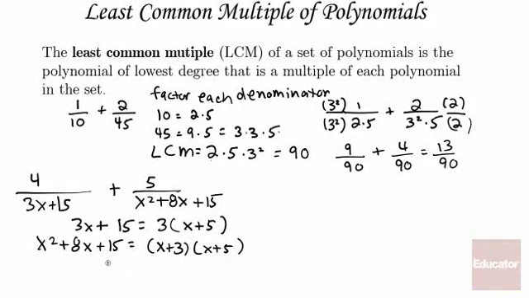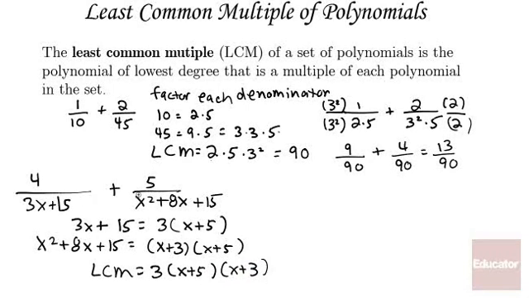Okay, so now I want to find the LCM. So I'm going to look for the factors. I have a 3. I need to represent that. I have x plus 5. The highest degree of either of these is just to the first power. So I'm going to just put x plus 5. And I have an x plus 3.